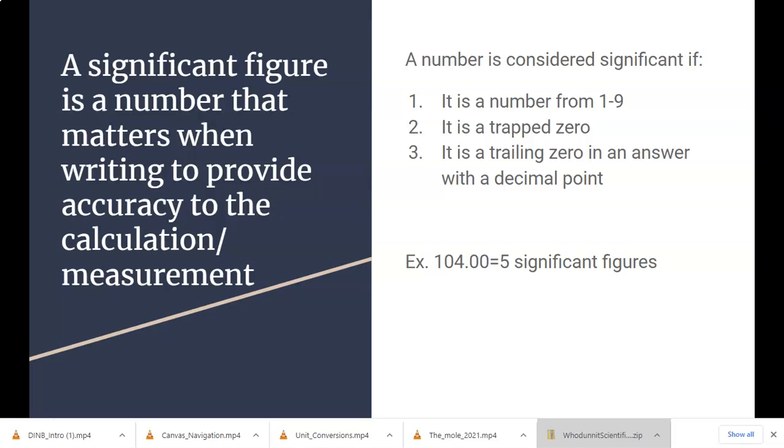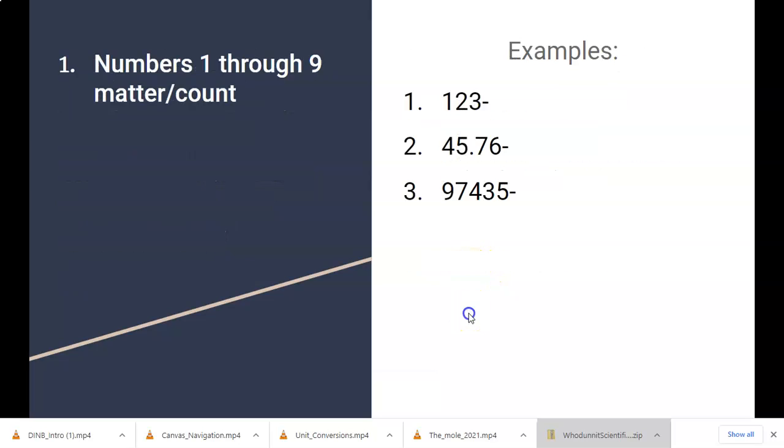So here's my example. I have 404.00. So my 4s are non-zero numbers, so they count. This zero right here is trapped, so it counts. And then these trailing zeros count because there's a decimal point right there. So again, our numbers 1 through 9, they matter or they count.